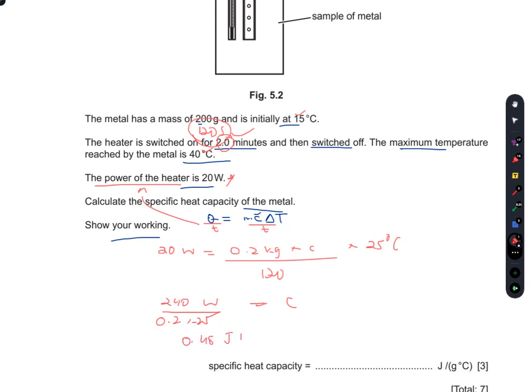0.48 joule per kilogram centigrade is the specific heat capacity. Oh, okay. So I see you have to calculate in the units of grams. So in the units of grams, I divide this by... I have to calculate in grams. You have 200 grams here, so you can put 200 here as well.